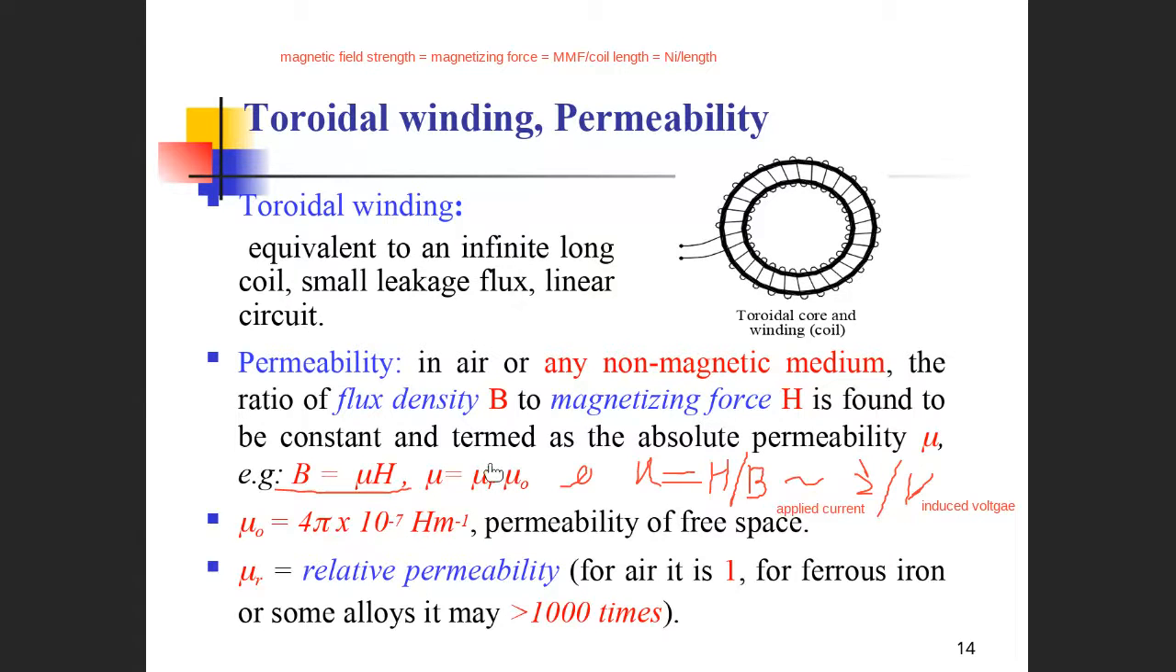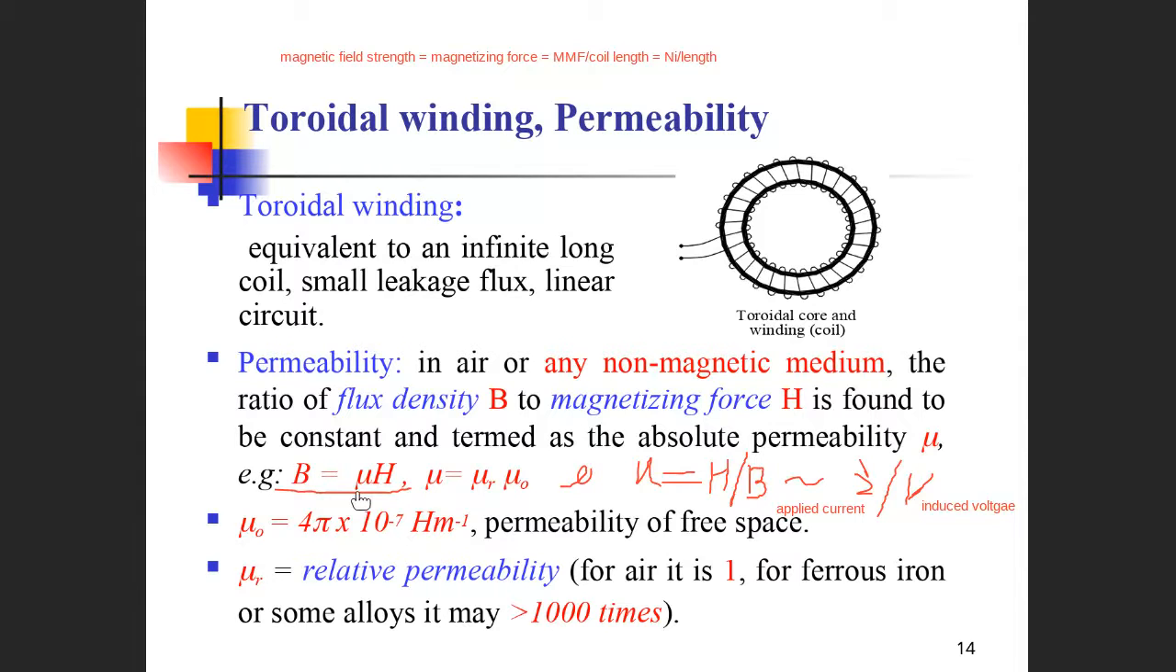Okay, so this is the relation between B and H here. So you now understand the meanings of permeabilities. If you apply the same strength of magnetic field into the coils, because the material is different, the magnetic flux produced inside the coils will be different.